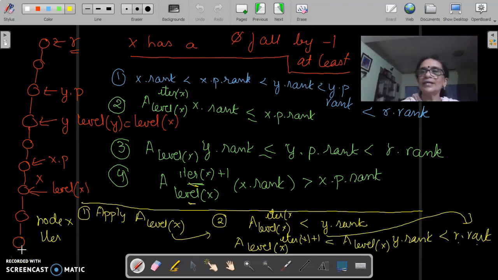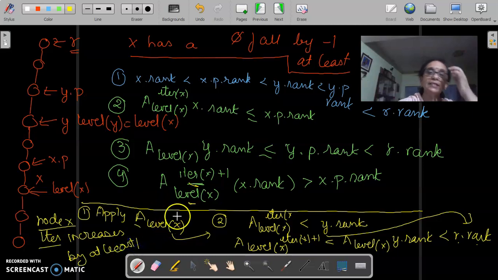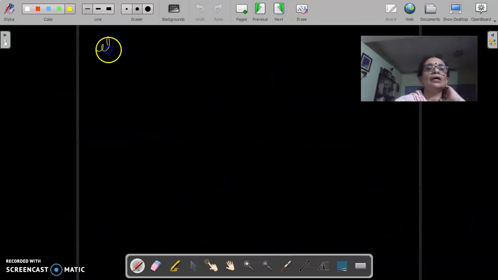Okay, so this is just a continuation from the previous slide. We have seen that for the node X, the iter increases by at least 1. If the iter increases by at least 1, what happens to its potential?